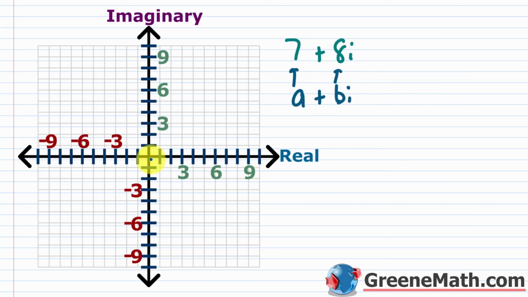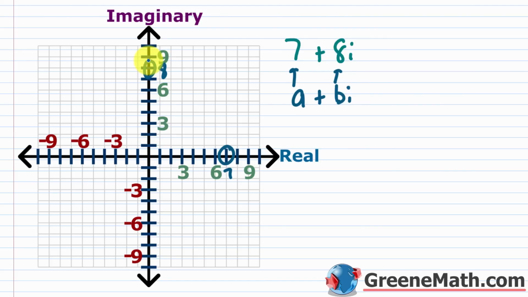So again, the real part is 7. So on the horizontal axis, I'm going 7 units to the right from the origin. So that's going to be right there. Let me write in a 7. And then on the imaginary axis, the imaginary part is 8. So let me just go from the origin up 8 units. Let me write in an 8 there, and I'll just circle that.